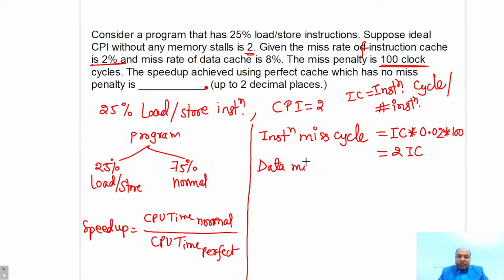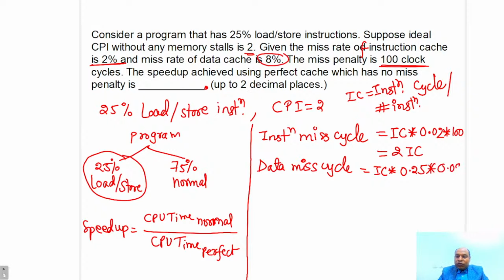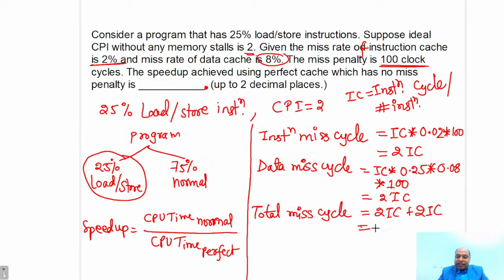Now we'll identify the data miss cycle. So instruction count into 0.25 for load or store, and the miss rate is 0.08, into the number of clock cycles for miss penalty, which is 100. What I'll get is again 2 times instruction count. Now total miss cycle: 2 instruction count plus 2 instruction count, for data and instruction, so I'll get 4 instruction count.